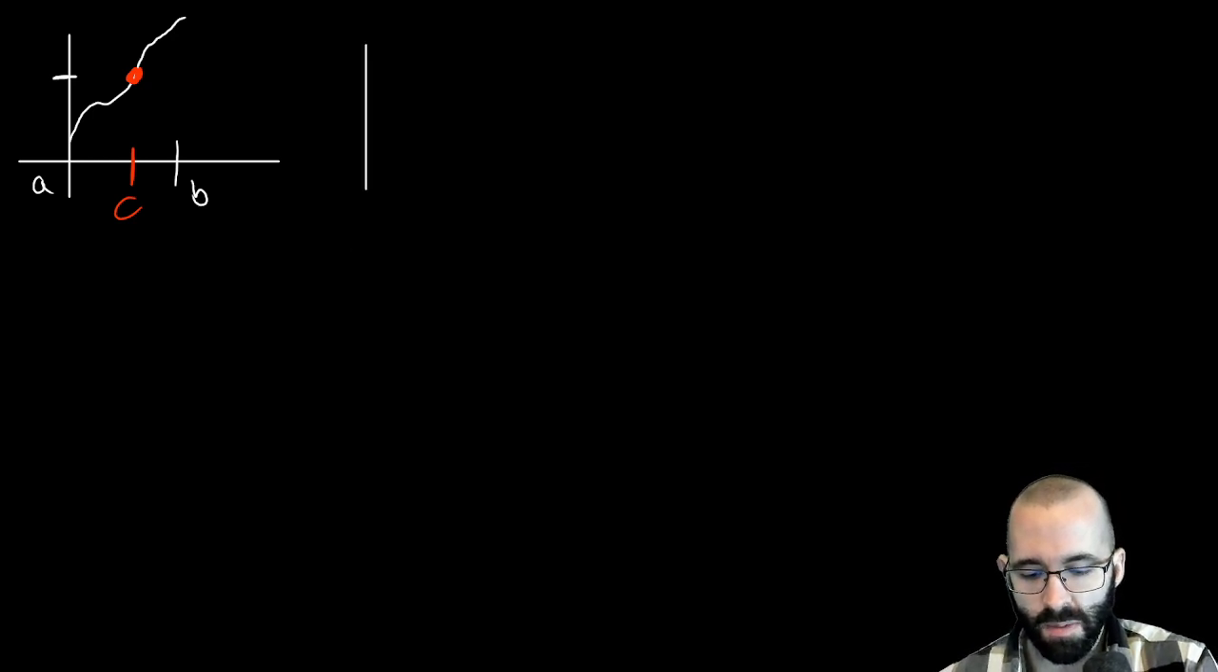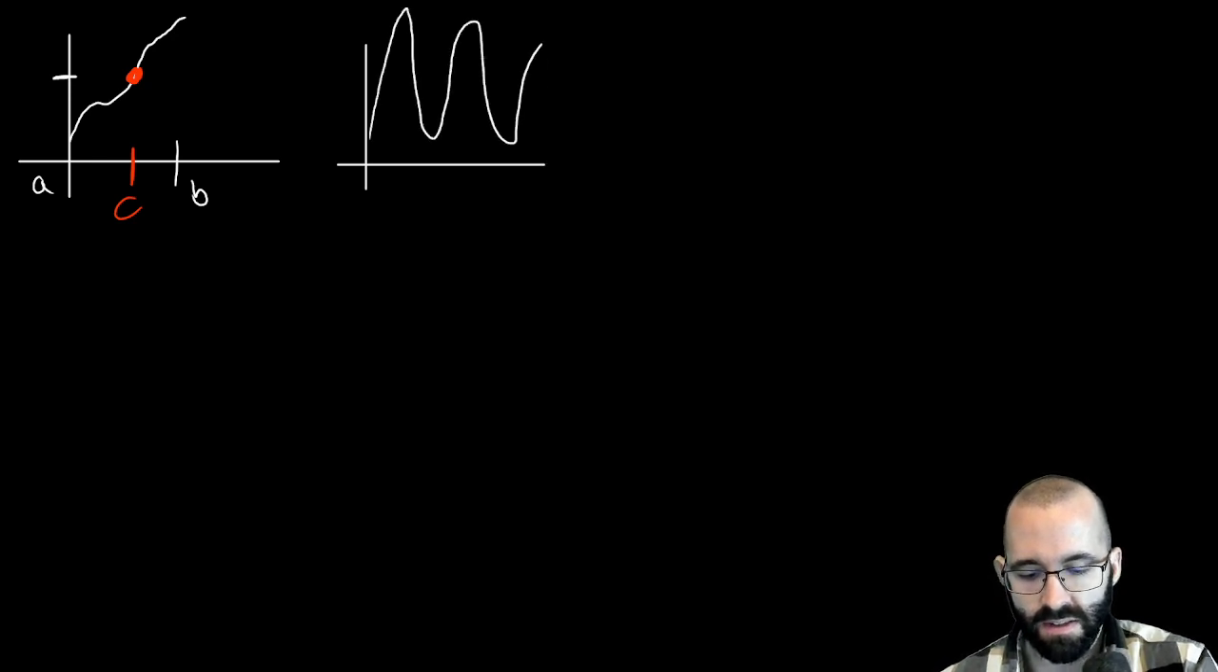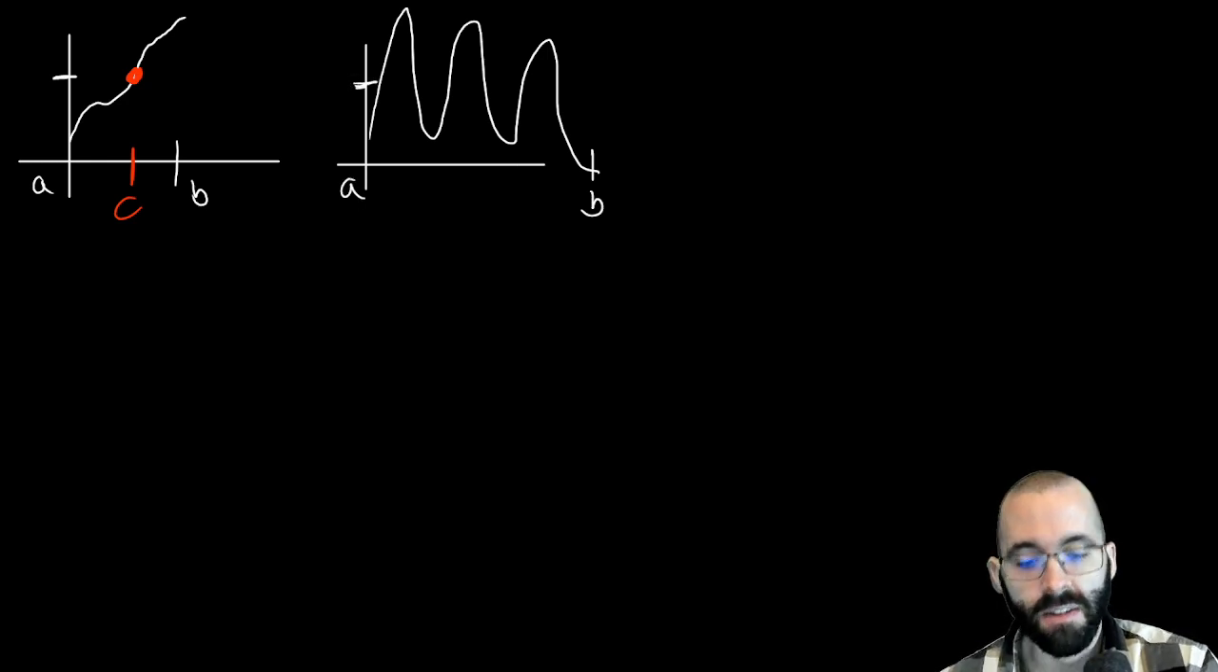And maybe there's going to be multiple, right? Maybe we have a function that does all sorts of things. It's going all around, again, from a to b. It doesn't have to be positive. Maybe the average value is right here.